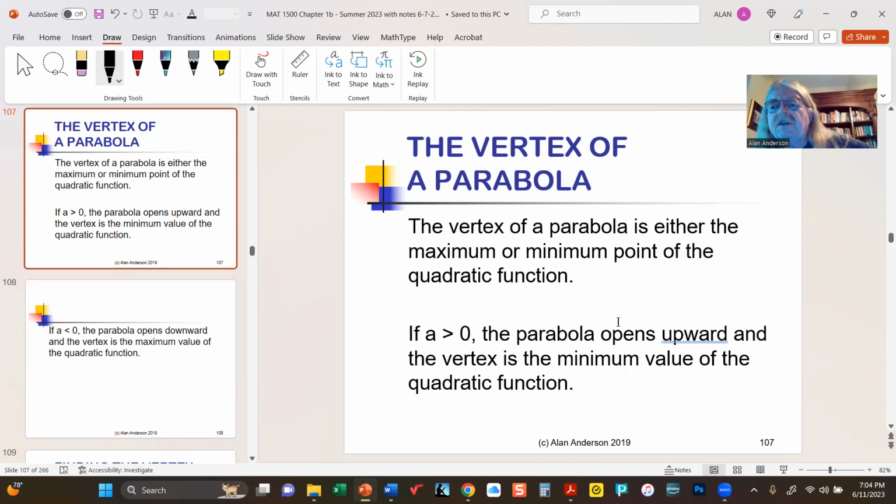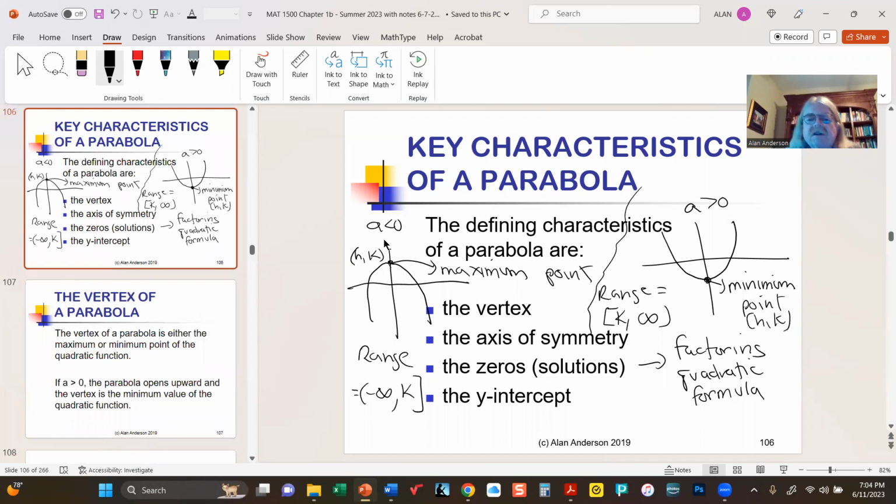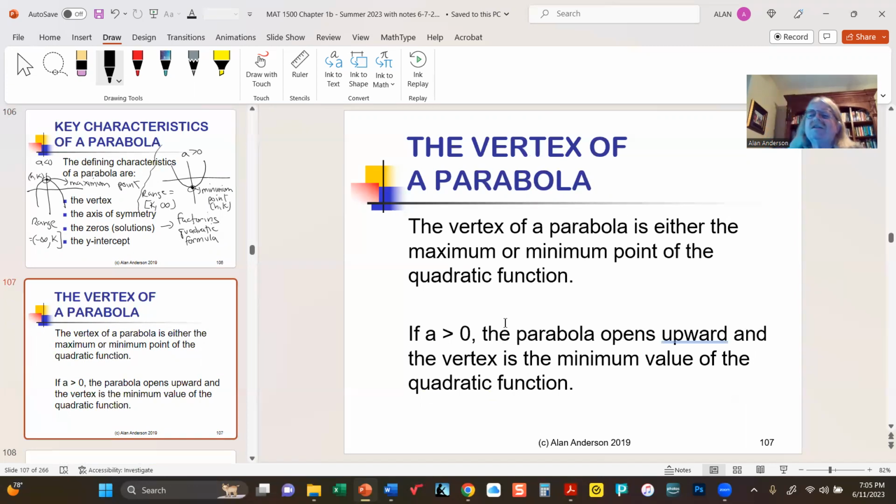So the vertex just means either the minimum or maximum point on the function. Okay, so in other words, each of these two is considered to be a vertex. It could be either the minimum or maximum. And I just want to quickly throw this in here. The plural of vertex is vertices. Okay, just in case you run into that. So in other words, vertices is the plural, vertex is the singular.